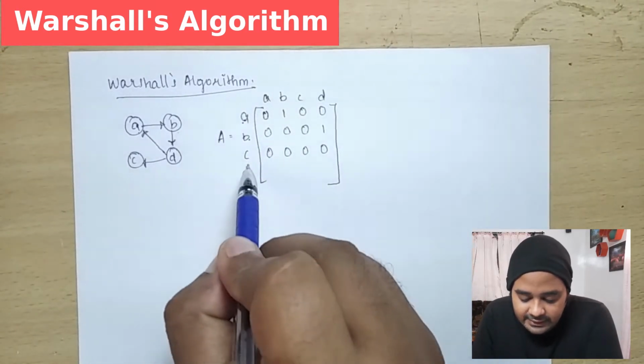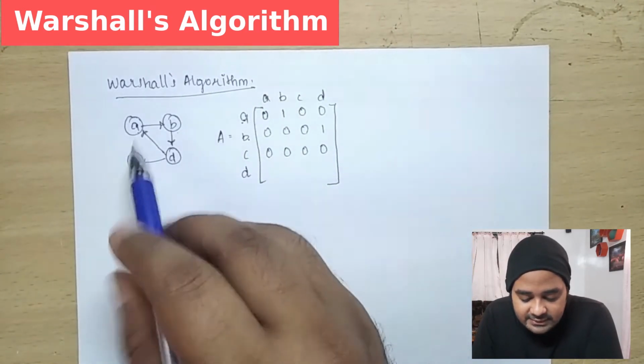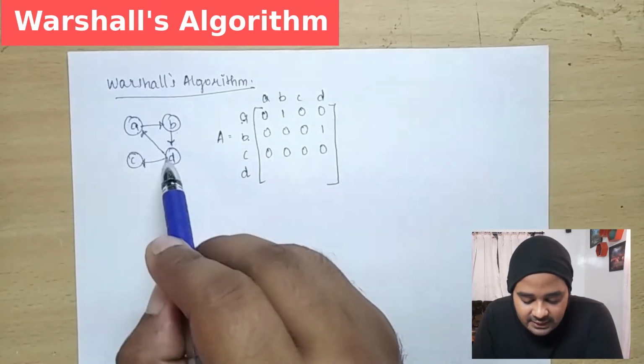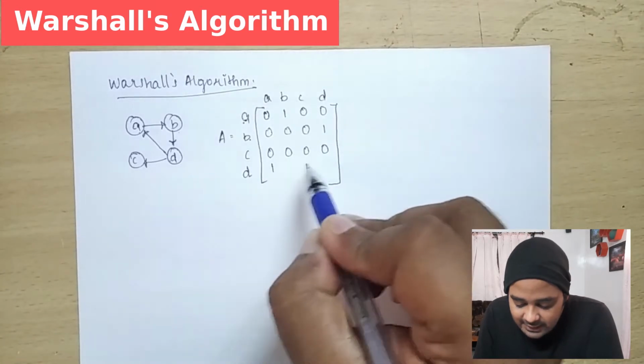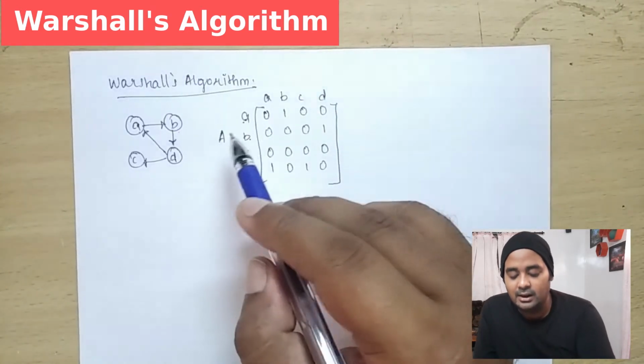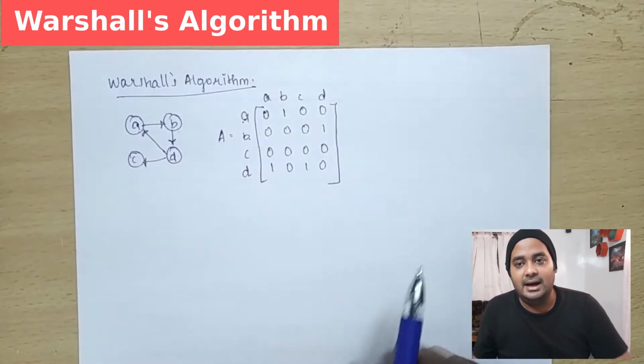Similarly, I take the node D. How many outgoing nodes are there? There are 2 outgoing nodes, from D to A and D to C. So I mark A and C as 1 and the remaining as 0. This is how you construct your adjacency matrix.